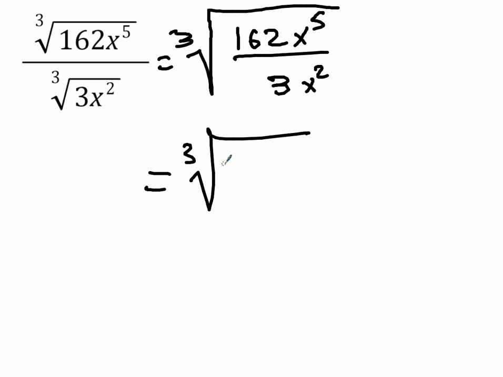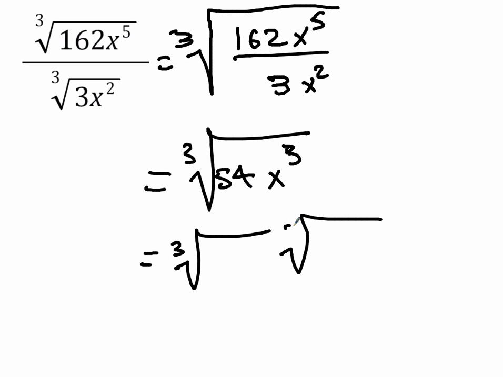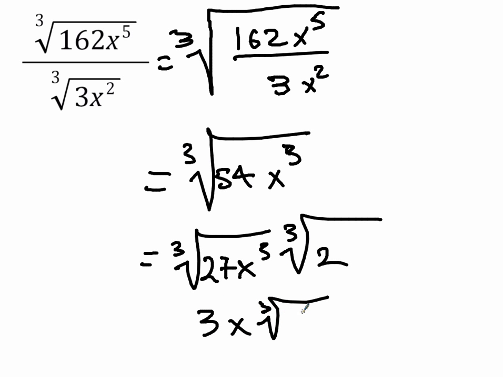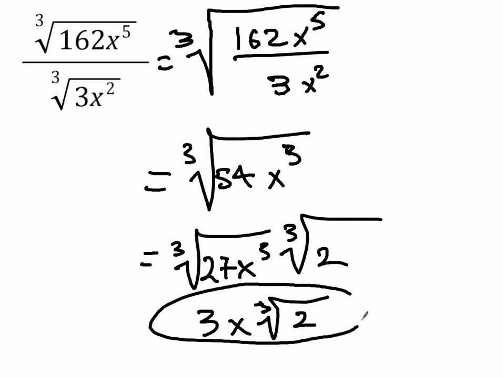That's the cube root. 162 divided by 3, you can actually simplify that. 3 goes into 16 5 times with a remainder of 1. And then it goes into 12 4 times. So that's 54. X to the 5th over x squared is the same thing as x cubed. Now we can rewrite this as some things that are perfect cubes and some things that aren't. 27 is a perfect cube and 2 is not. And then x cubed is a perfect cube. So we would have 3x times the cube root of 2. That's what this expression simplifies to.